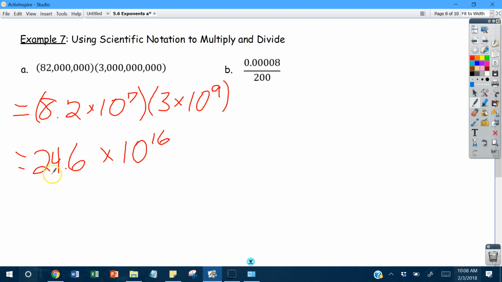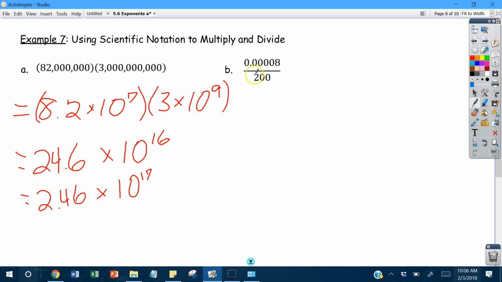And I want to do one more thing because now I have a number here that's not between 1 and 10. I want to think about moving that decimal over to the left to get 2.46. And then I'll need to add a 1 here because I moved that decimal over. This will be 10 to the 17th. So that'll give me something in scientific notation. So if you do this in your calculator, you should end up with 2.46 times 10 to the 17th if you converted your calculator answer to scientific notation. It might do that for you.